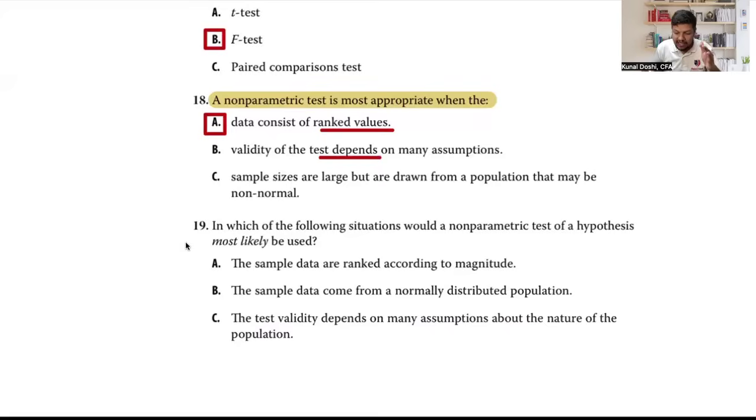Validity of the test depends on many assumptions? No, when the assumptions are met, it's a parametric test. Sample sizes are large, again a parametric test. A, rank, non-parametric test. Now, the irony here is that the next question is also the same thing. In which of the following situations is a non-parametric test for hypothesis most likely used? When the sample data are ranked according to magnitude. So I think questions 18 and 19 are the same question in different words. It doesn't make any difference. 18 and 19 are the same, and the answer is also the same.